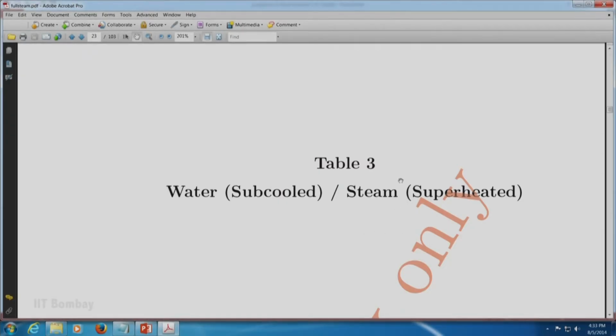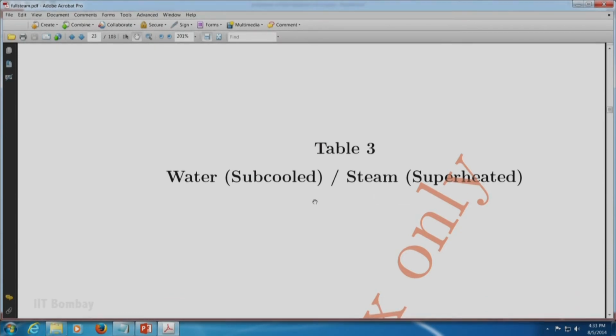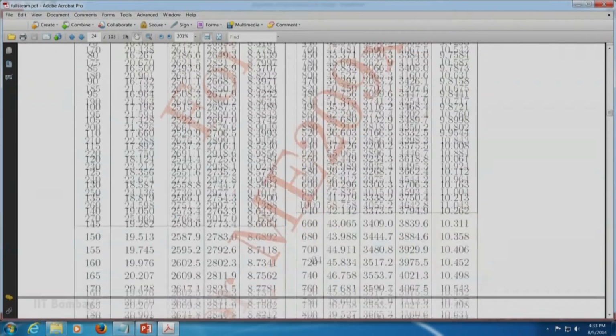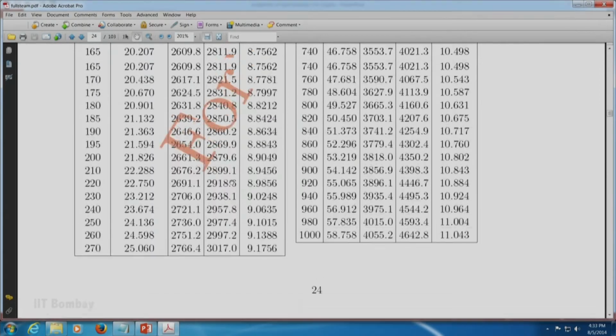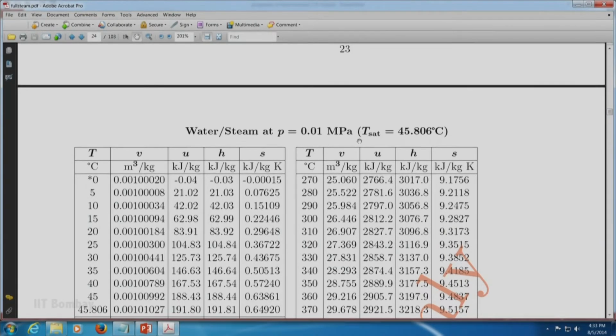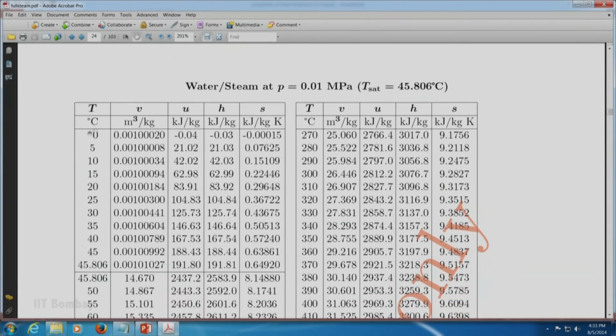So, this is table 3, water subcooled, steam superheated, that is the title of this table. Let us look at the first pressure, P is equal to 0.01 MPa. You can see that it starts from pressure 0.01 and the temperature ranges from 0 degree centigrade and goes up to 1000 degree centigrade. All these properties are given for a pressure of 0.01 MPa for various temperatures on one page. So, this is one page of table 3.